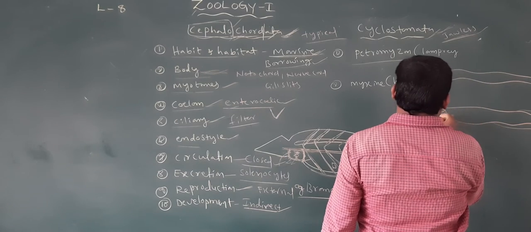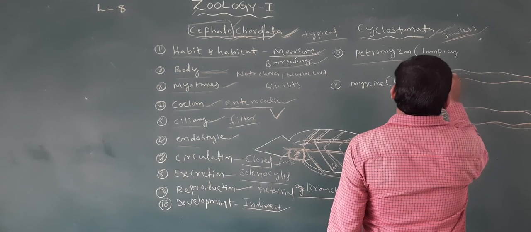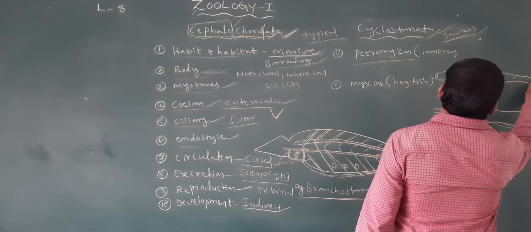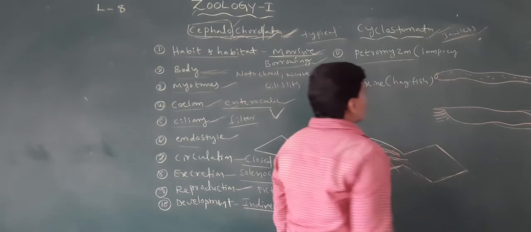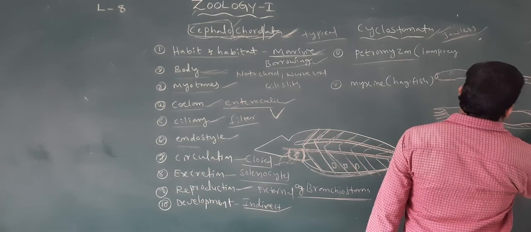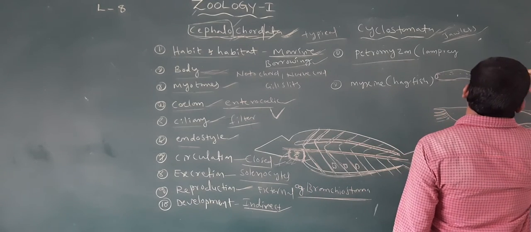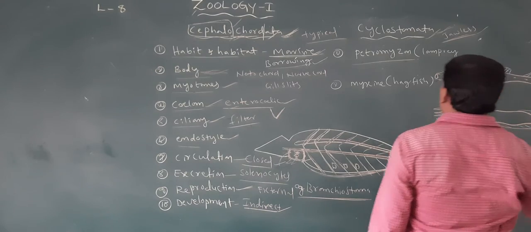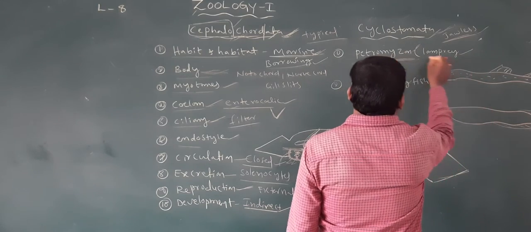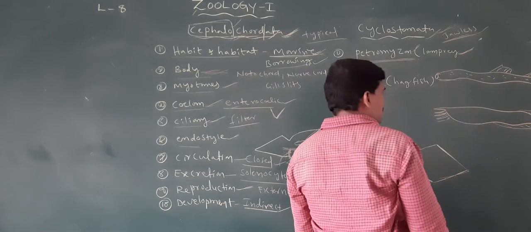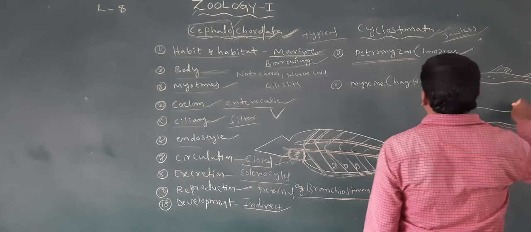Here are rough diagrams of Petromyzon and Myxine. Petromyzon, commonly called lampreys, has fins: dorsal fin 1, dorsal fin 2, and a caudal fin.